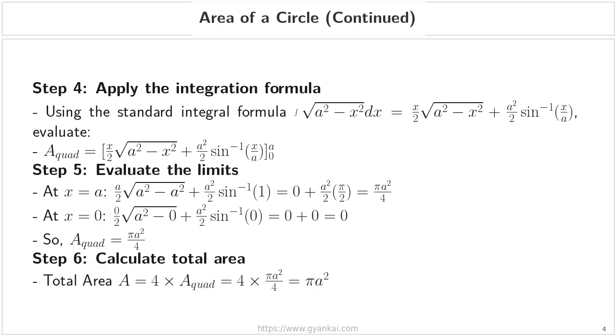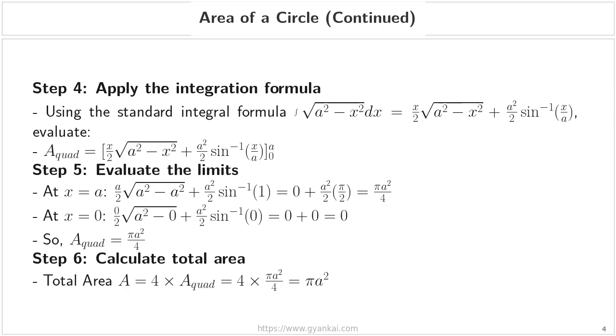Finally, in step 6, we bring back the concept of symmetry that we discussed at the beginning of the lesson. Since we only calculated the area for one quadrant, we must multiply this result by 4 to cover the entire circle. When we multiply 4 by pi a squared over 4, the 4's cancel out perfectly, leaving us with our final, familiar formula for the total area, pi a squared.